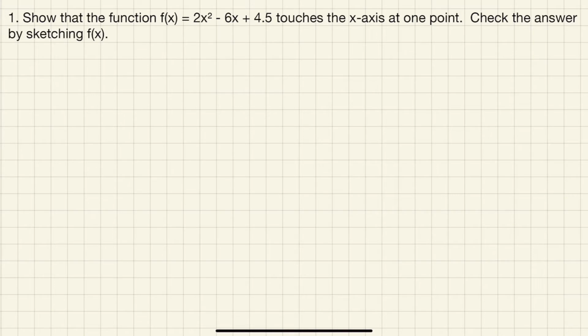The first question is to show that the function f of x, which is 2x squared minus 6x plus 4.5, touches the x-axis at just one point, and also to check your answer by sketching f of x.